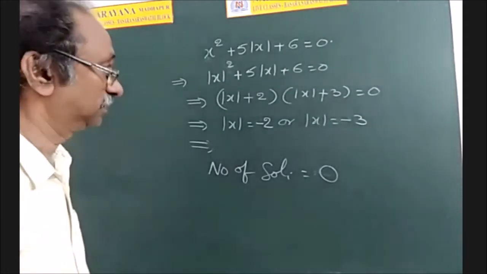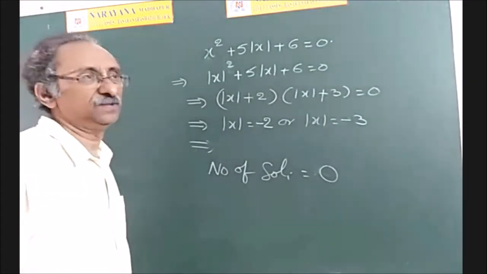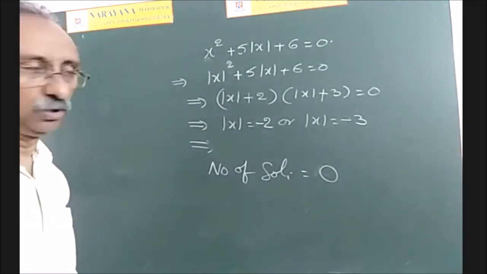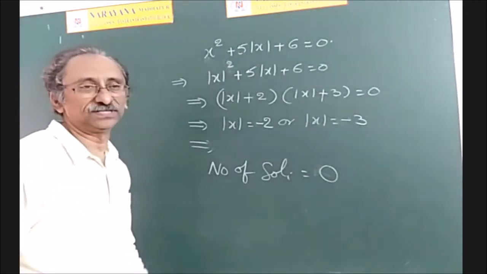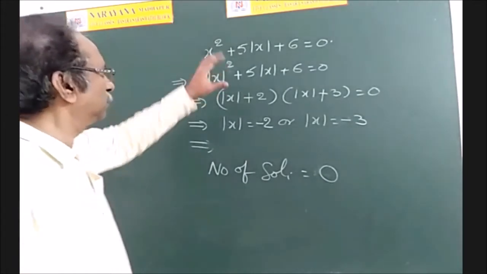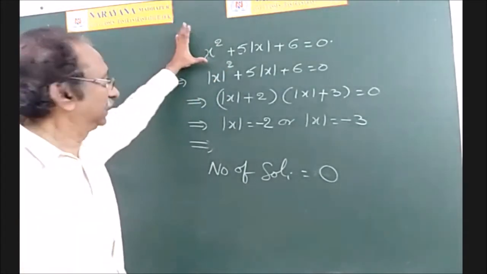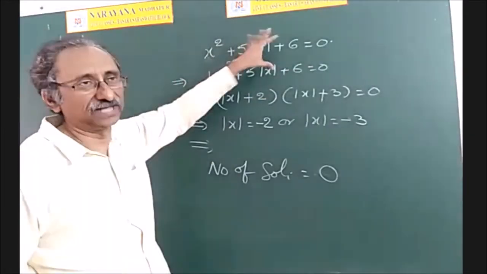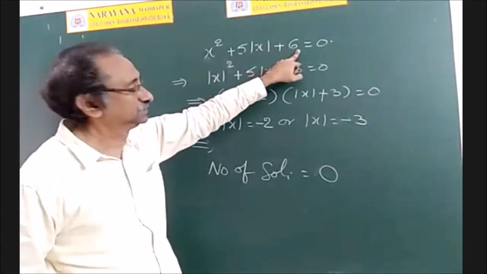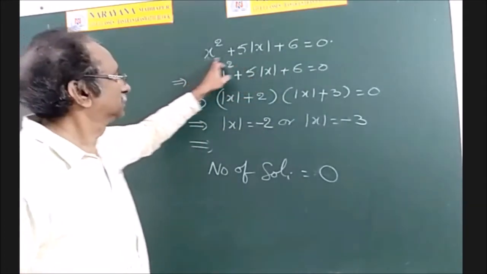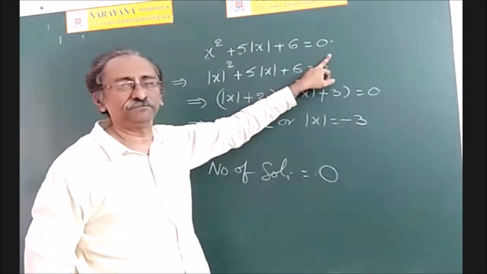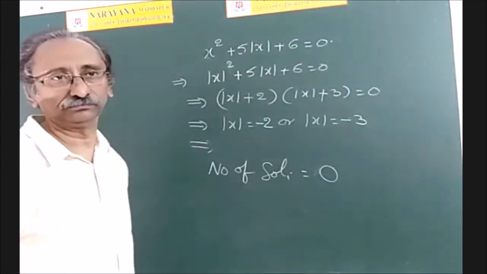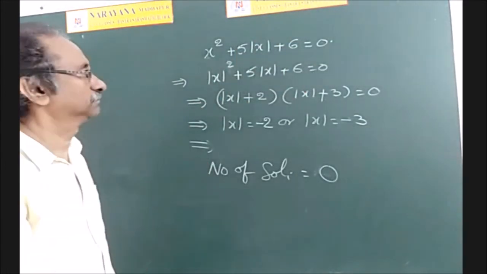Thank you, sir. Right. So it depends upon the numbers also. It may contain 4 solutions or 0 solutions or 2 solutions sometimes, etc. Or simply you can understand here also. x square cannot be negative. 5 into mod x also cannot be negative. 6 cannot be negative. If all these are non-negative values, then the sum cannot be 0. That is obvious. Okay.